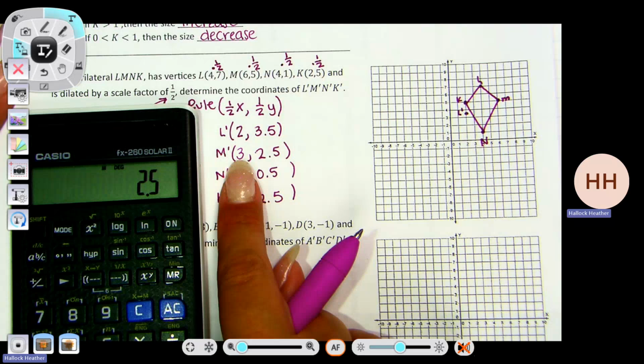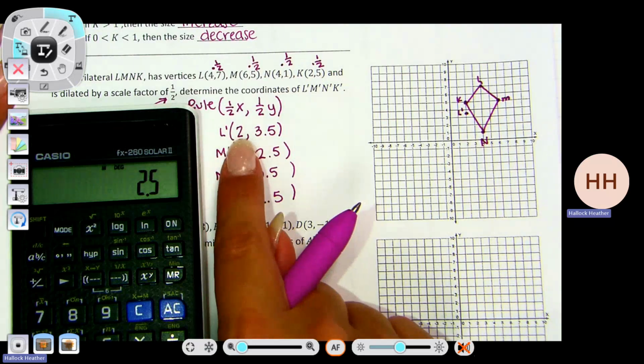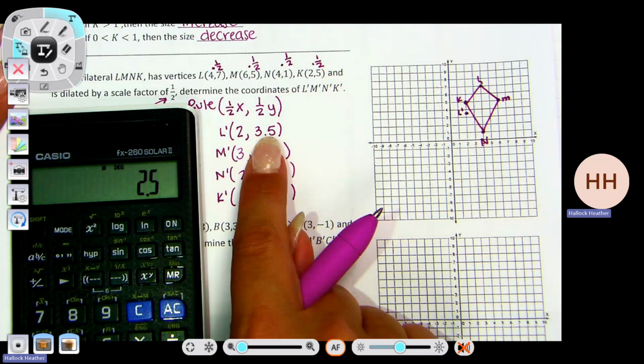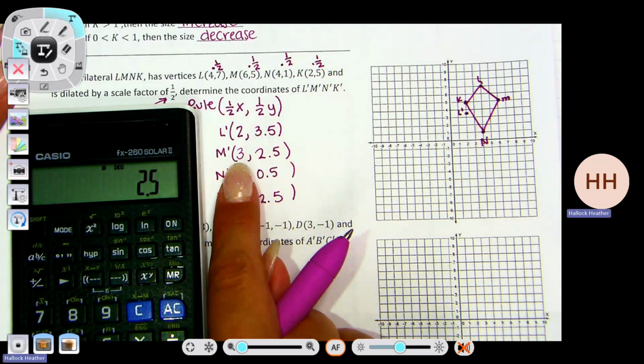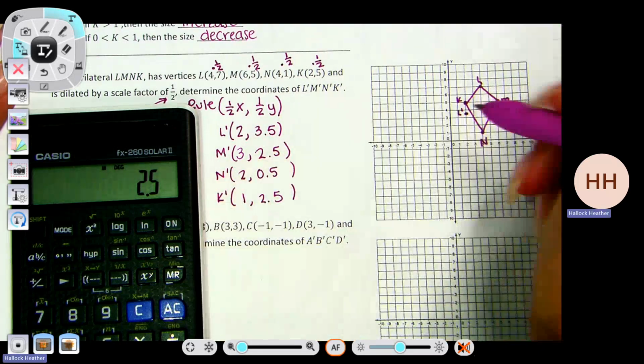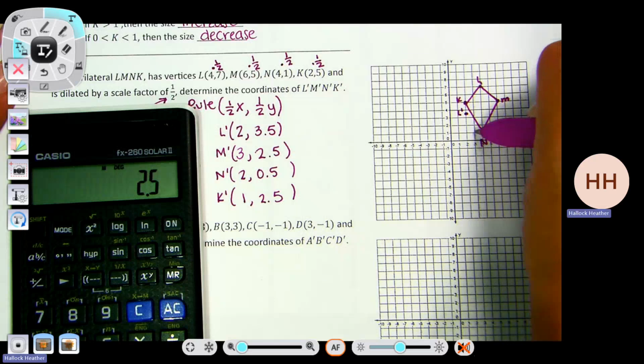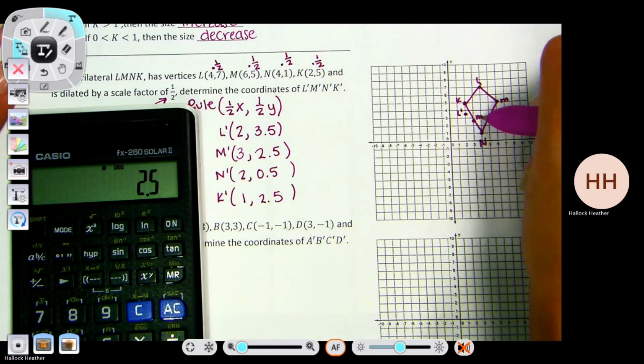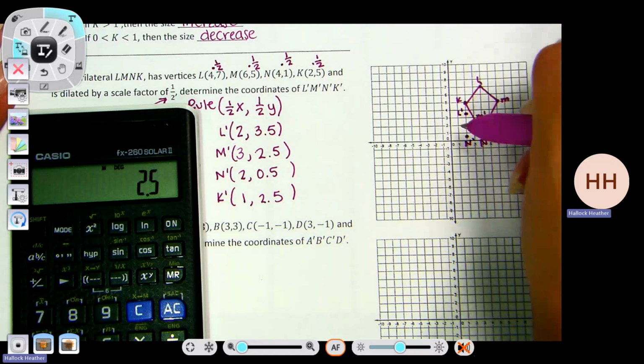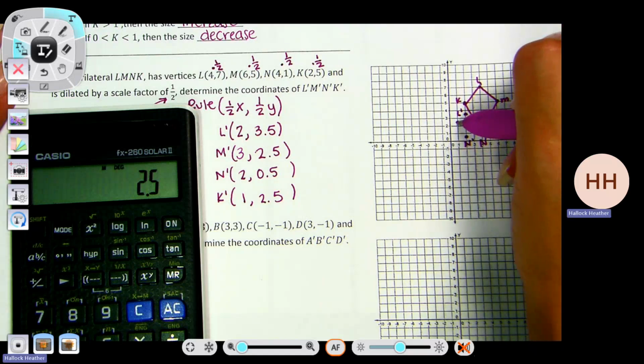So for L, we're going over 2 and then we're going up 3.5. And we're going over 3, and we're going up 2.5. So it should make the same shape. It's just real bitty.